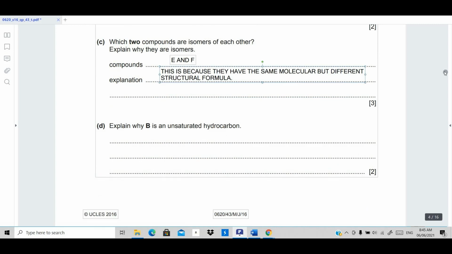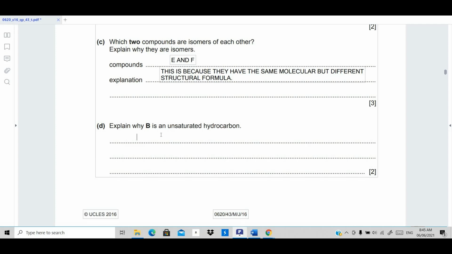Now what they're asking, explain why B is an unsaturated hydrocarbon. And you can see here, it's a 2 mark question. So why is it a 2 mark question? I'll tell you why. Because they're asking, explain why B is an unsaturated and a hydrocarbon. You need to explain the reasons for both. You should know that all alkenes are unsaturated because they contain carbon-carbon double bonds, and alkenes are hydrocarbons because they contain only carbon and hydrogen atoms. Make sure you mention the word only, otherwise you will lose your 1 mark.